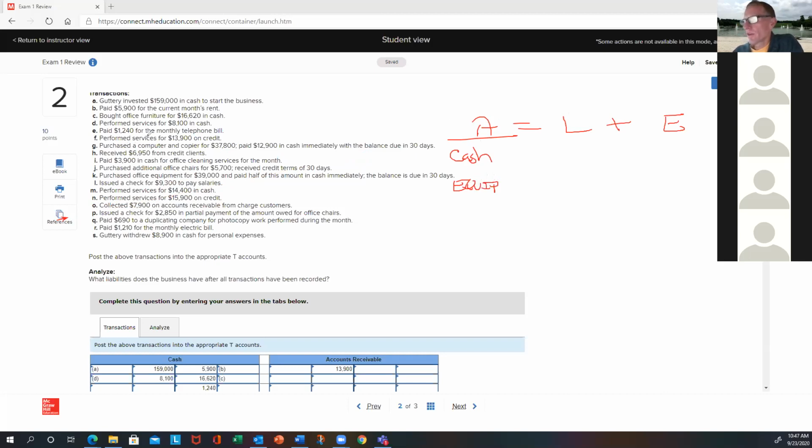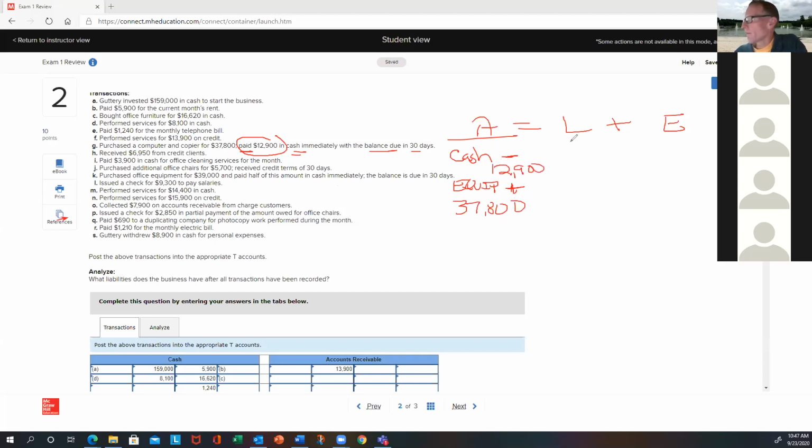And both of these, so when it says purchase computer and copier, we should know that that's going to be increasing. That's an asset. When it says paid, we know that cash is decreasing. But then remember, they're only paying $12,900 in cash. The rest of it is due in 30 days. So for equipment, it's going to be increased $37,800. For cash, it's going to be decreased by $12,900.